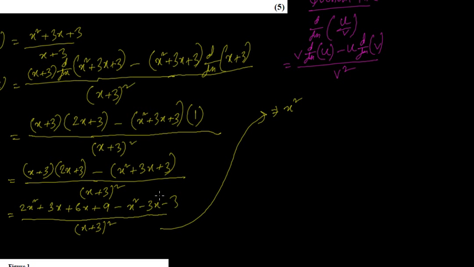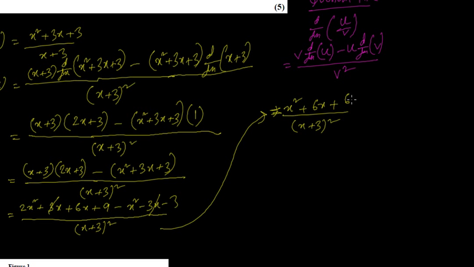Thrice x minus thrice x, this 2 cancels off. So this is 6x plus 6x, and 9 minus 3 is 6, divided by x plus 3 whole squared. This is going to be equal to f prime x.